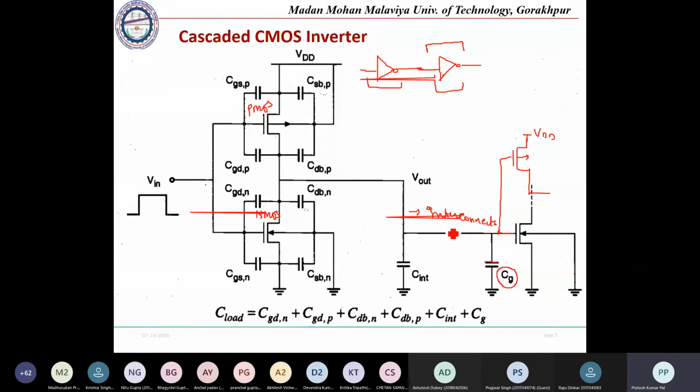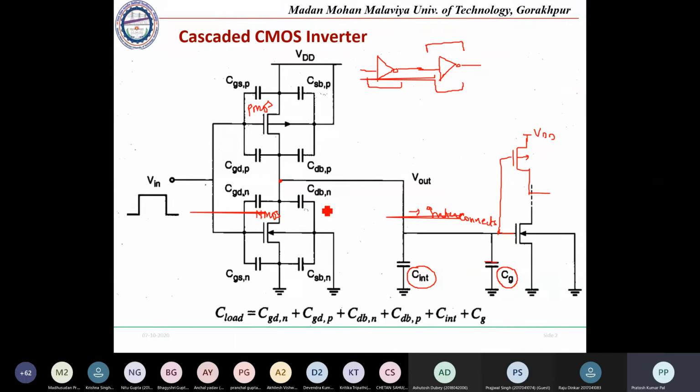So these interconnects are like wires. It could be a metal wire or a polysilicon wire. This metal will have some capacitance, so the capacitance associated with these interconnects will be given by CINT, the interconnect capacitance. Along with these, there are the parasitic capacitances of the transistors.